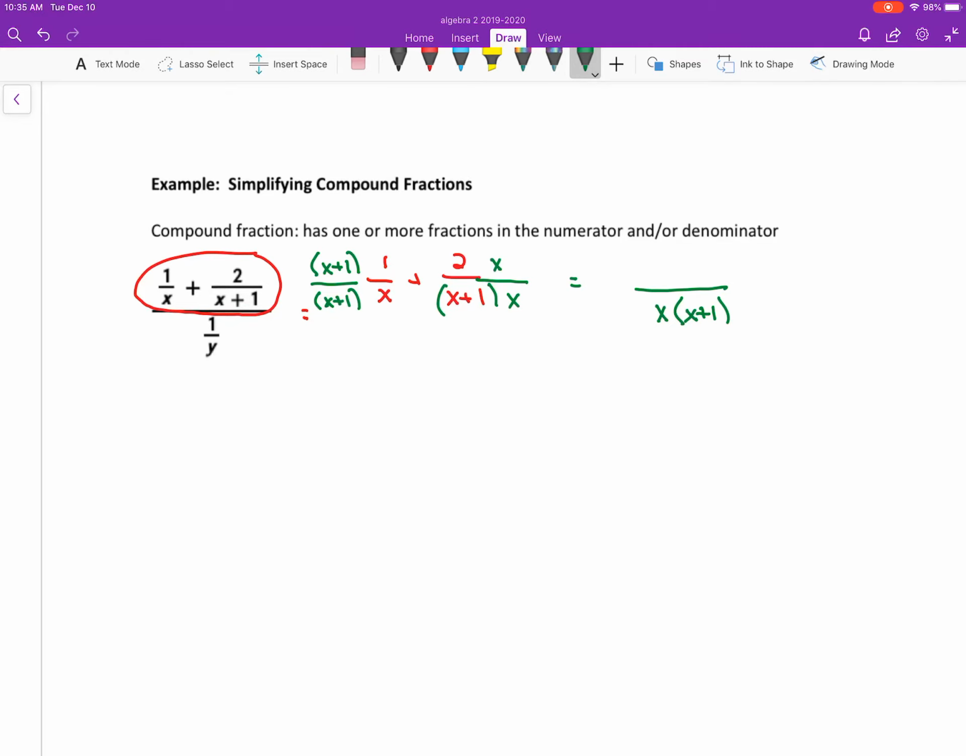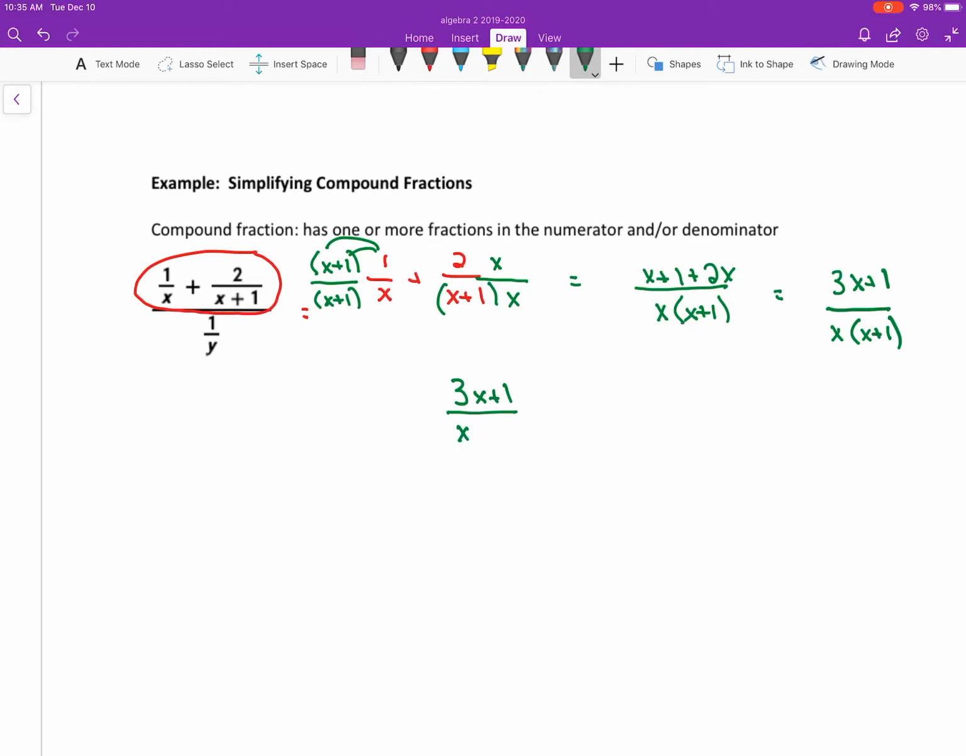And in the top, we have x plus 1 plus 2x, because this 1 just distributes to both parts. So simplifying just the numerator, we're still just working with the numerator, is 3x plus 1 over x times x plus 1. All right, so we have that part just for the top part. Then our top part is 3x plus 1 over x times x plus 1 all over 1 over y.